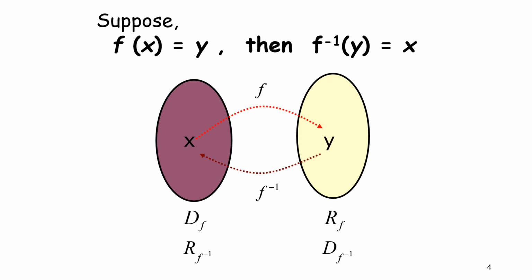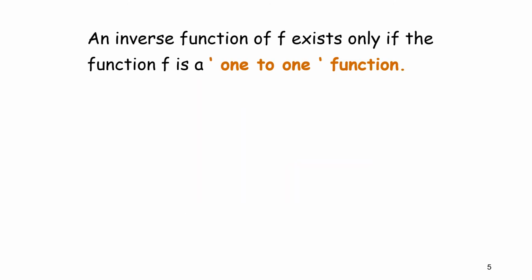So the domain of f is equal to the range of f inverse. The range of f is equal to the domain of f inverse. An inverse function of f exists only if the function f is a one-to-one function.